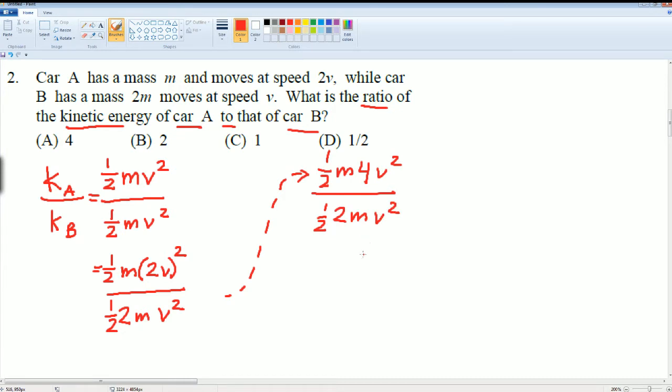All right, so things that can cancel out. Looks like a 1 half cancels out, a 1 half cancels out. We have an m canceling out, we have an m canceling out, we have a v squared canceling out, we have a v squared canceling out. So we have a 4 on top and a 2 on bottom, which can be simplified into 2 over 1. So the answer is B. The ratio of the kinetic energy is 2 to 1. Good. All right.